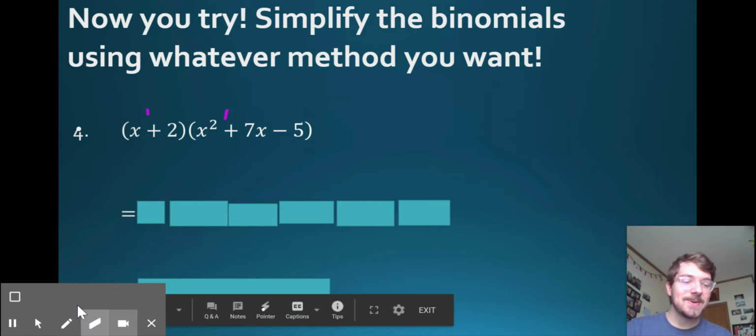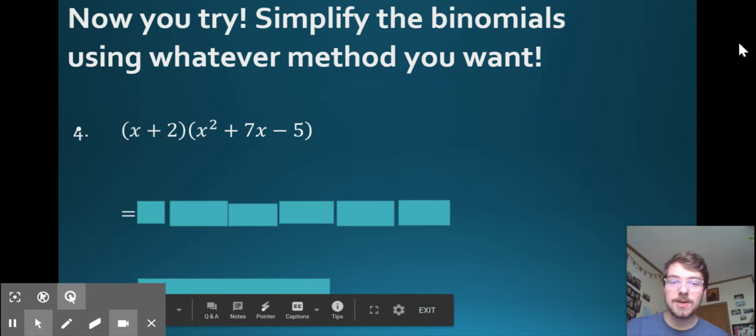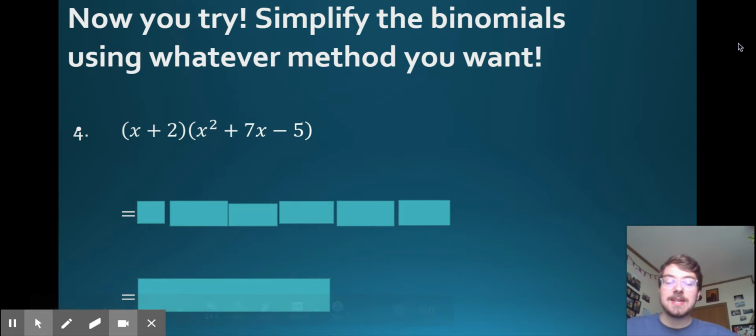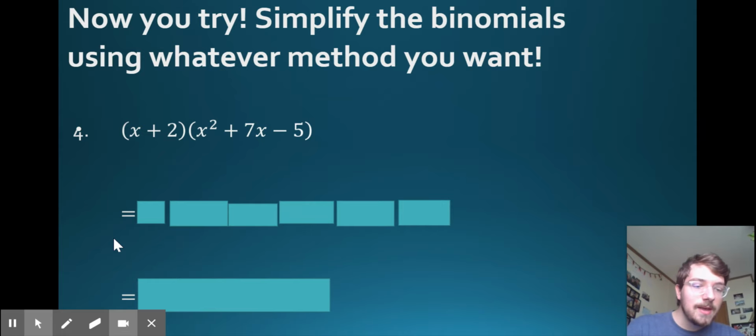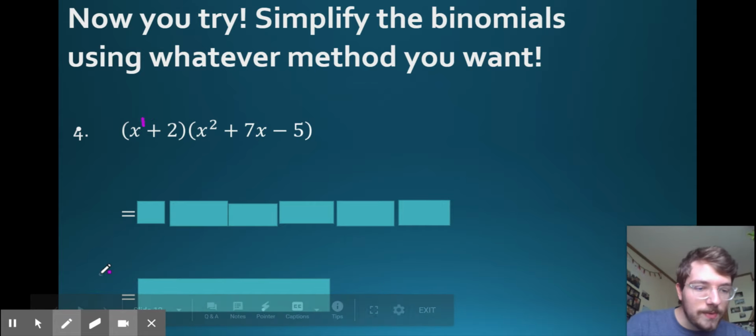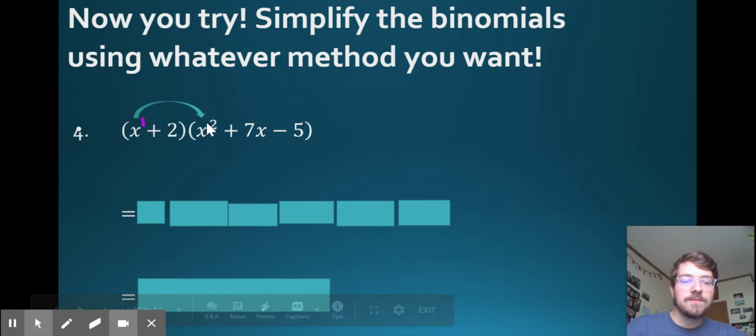Okay, last one. I decided to be a jerk and include a trinomial just for some fun, just to go a little extra crazy. So it's going to work the same way as a binomial did, but we're just going to have a little extra multiplying to do. Same rules apply. So I've got a single x by itself, so that's a 1 exponent. So let's do them in order. I'm going to do my x times the first term of my polynomial over here.